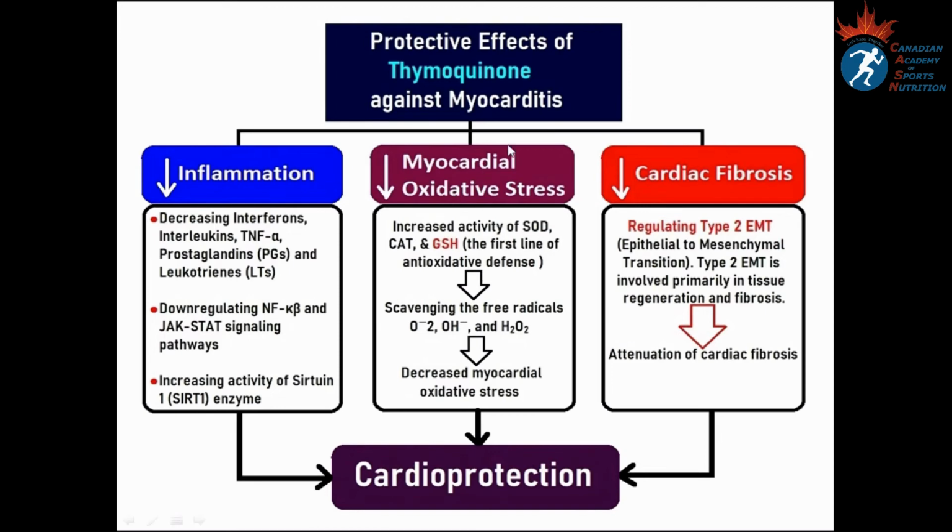SIRT1. In terms of myocardial oxidative stress, thymoquinone increases the activity of three enzymes, superoxide dismutase, catalase, and glutathione peroxidase. Actually, these three enzymes are the first line of antioxidative defense of the body. When those three enzymes are active, they're going to scavenge the three famous, as you can see here, free radicals, superoxide, hydroxyl, and hydrogen peroxides, which is going to definitely lead to decreased myocardial oxidative stress. And we showed you that thymoquinone regulates EMT type 2, which is going to decrease the risk of cardiac fibrosis.